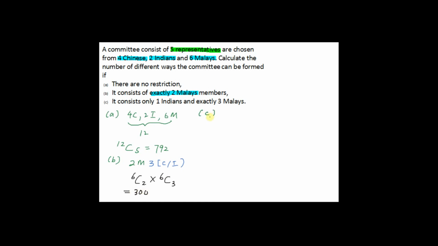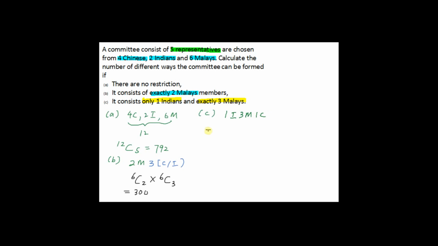Now we move to part C. We have to calculate the number of different ways the committee can be formed if it consists of only 1 Indian and exactly 3 Malays. Again, remember you have to choose 5 representatives. So you have 1 Indian representative and 3 Malay representatives. You still need 1 representative, which you have to choose from the Chinese. So you have 1 Chinese.